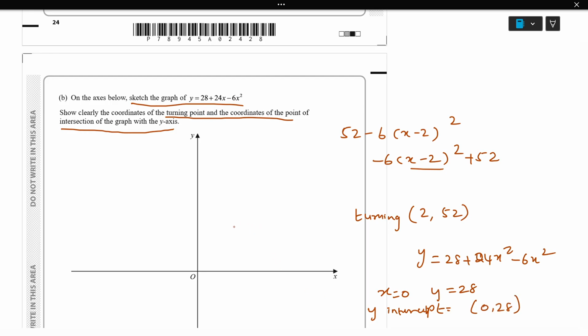Okay, first I'll go for 0, 28. So somewhere here is 0, 28. Then the turning point is 2, 52. So 2 is here, 52 somewhere here. This is 2, 52. So that's it. They asked only for the turning point and the y-intercept. Just connect. Okay, just draw a curve. That's it. This is your answer.